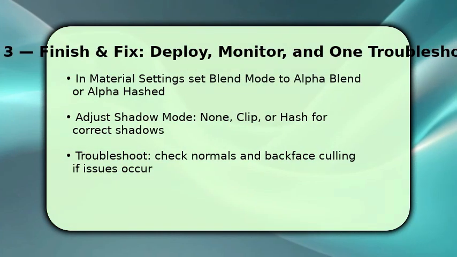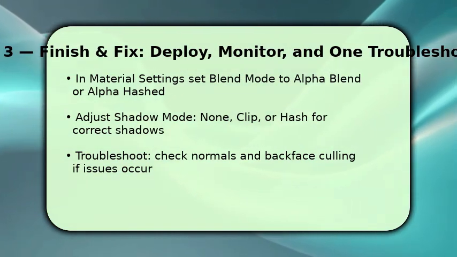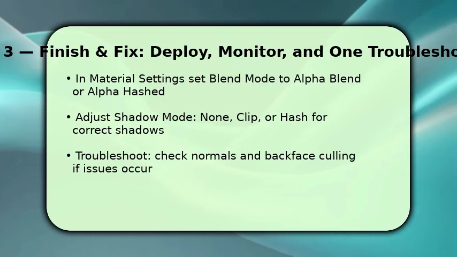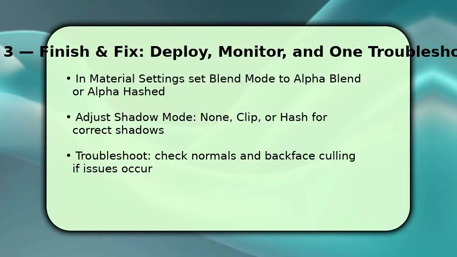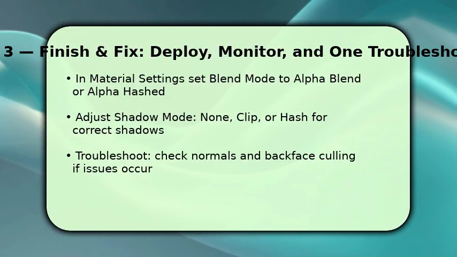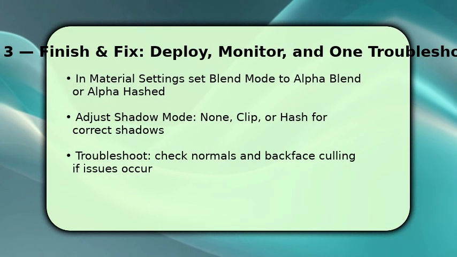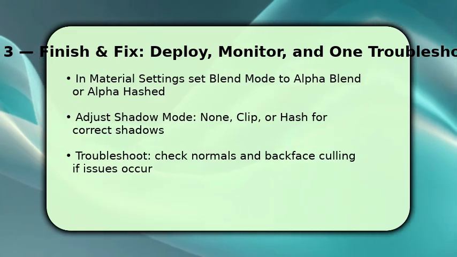Finish by enabling the correct blend mode in material settings. Alpha blend for smooth transitions, alpha hashed for cutout-like results, because without this change the shader's alpha is ignored in Eevee. Also set shadow mode to match your needs, otherwise shadows will look wrong.